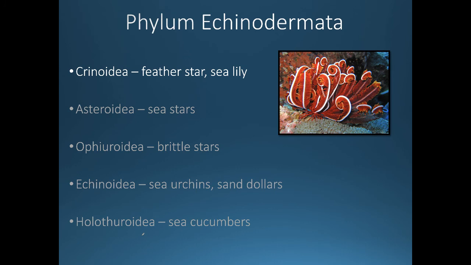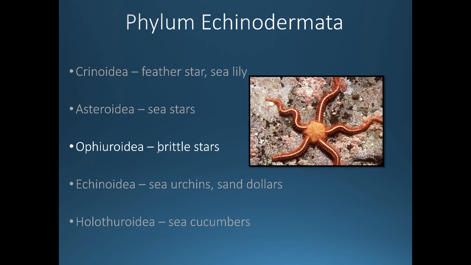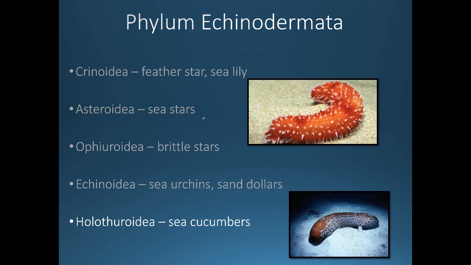This one here are the echinoderms, and you need to know these 5 different groups. And you should know one of those are the feather stars and sea lilies, shown here. The sea stars, which you likely have seen before. The next one are the brittle stars. The next ones that you should know are the sea urchins, shown here, and then the sand dollars. The last one you need to know are the sea cucumbers.